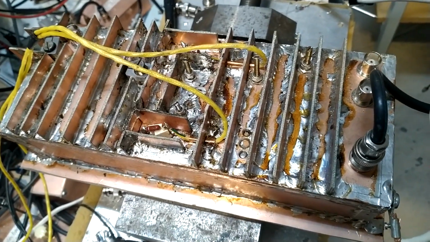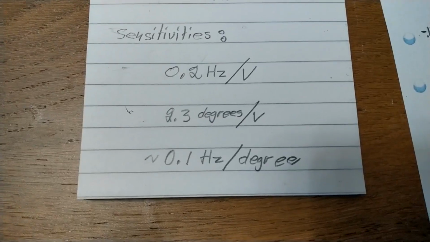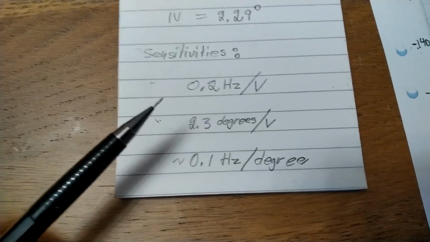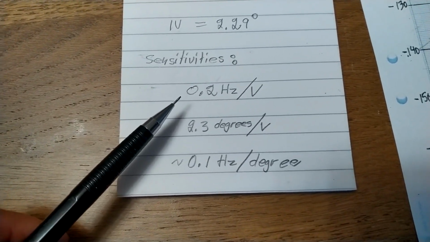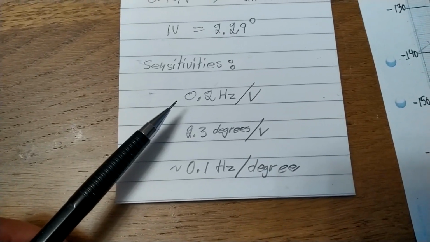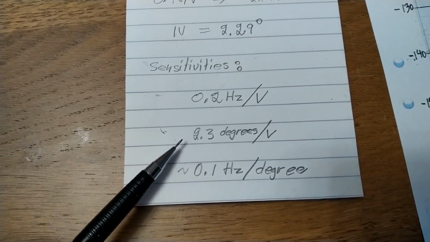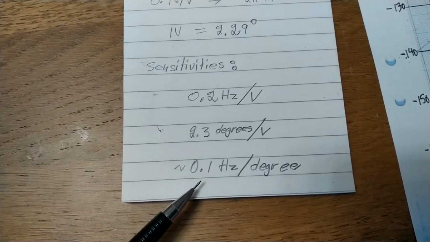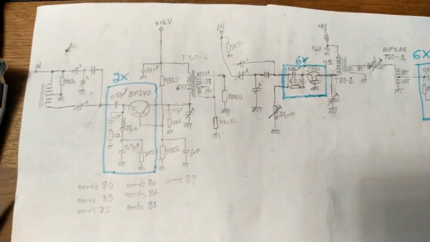In this video I will try to improve the phase noise of this oscillator. In the previous video, nerds100, I established the sensitivity towards changes in the supply voltage as 0.2 Hz per volt, and also 2.3 degrees shift of the phase angle per volt, meaning 0.1 Hz per degree of phase shift. Here is the schematic diagram.